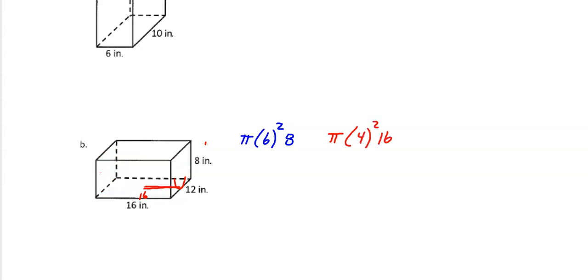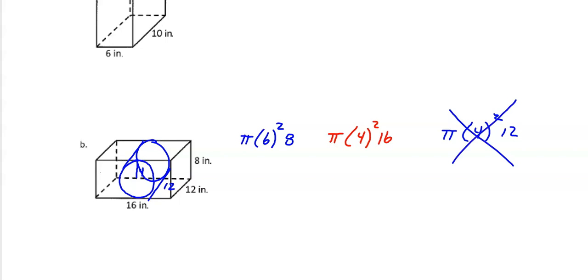And then my last one is going to go from the front here. So I have 16 across by 8 tall. So I'm still limited by that 8, so I'm going to have a radius of 4. Then I'd have another one in the back. And when I do this way, 12 is my height, 4 is my radius. So pi 4 squared 12. Well, right away, this one is out because this is the same one, but it's got a 16 here. So I really got it whittled down between these two.